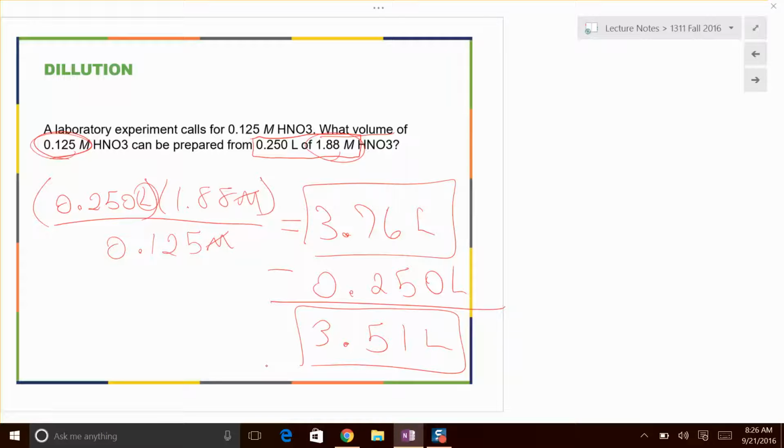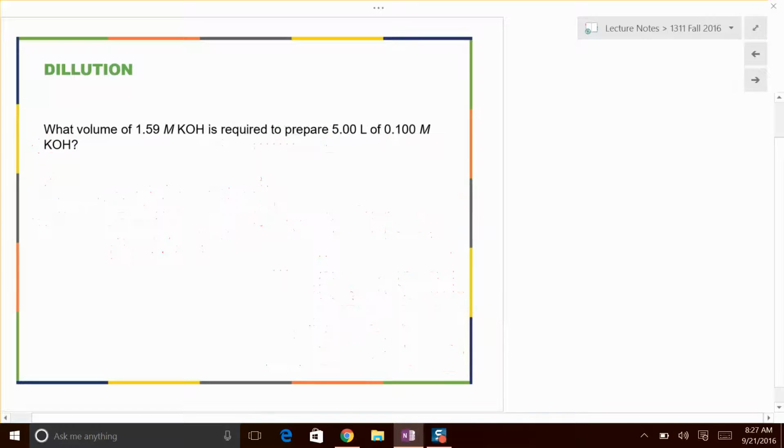Okay? So that might be the only thing that's really kind of tricky. You need to read the question carefully to make sure you're not getting a question like that. Because then you'll solve for 3.76, but the answer is actually 3.51. That's how much water I should add. The final volume is 3.76. If it's asking for the final volume, that's fine. But if it's asking how much water you should add to 0.25 liters, you need to say 3.51. Okay?